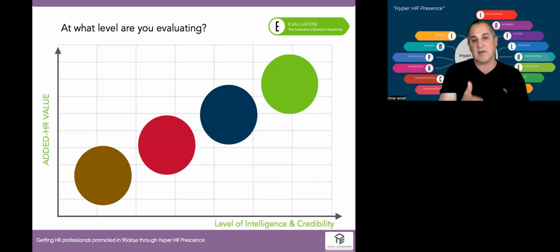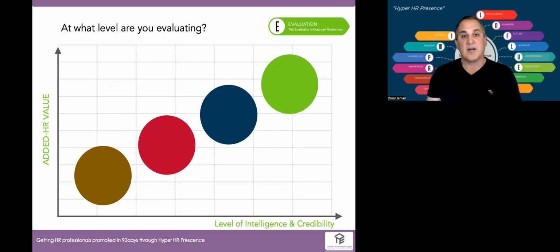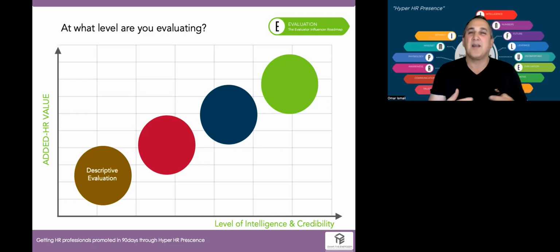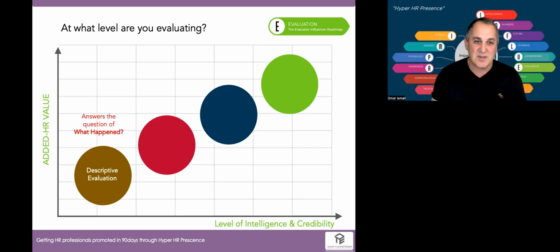Because look at it this way: you have on one level added value, HR value, and then there's a level of intelligence and credibility that you get. And we don't want descriptive evaluation. And I get it, from a compliance point of view, we need to do it. But this is really just answering the question of what happened last month. It's just giving us a description.